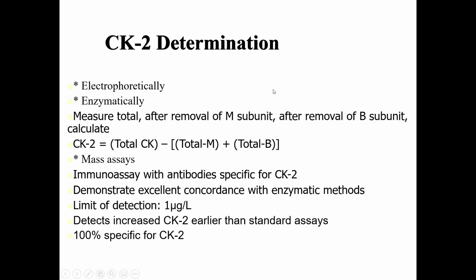Determination of CK2 is electrophoretic or enzymatic. You want to measure the total after removal of the M subunit, after the removal of the B subunit, and then calculate. And there's the calculation. There are immunoassays that have antibodies specific for CK2, and the limit of detection is 1 microgram per liter. It detects an increase in CK2 earlier than standard assays, and it's 100% specific for CK2.